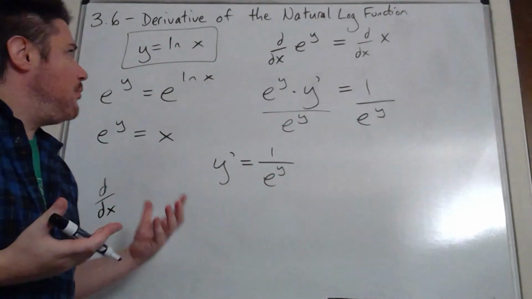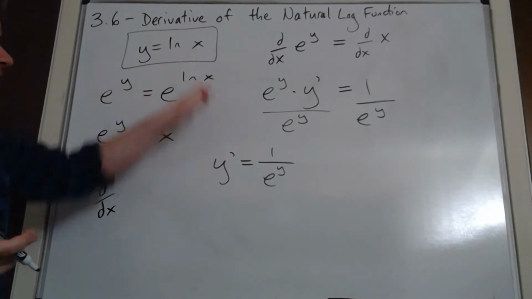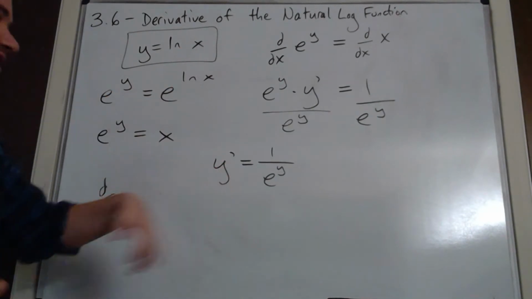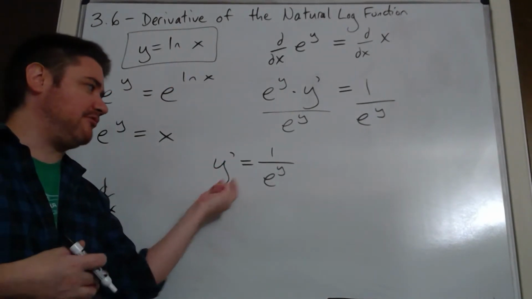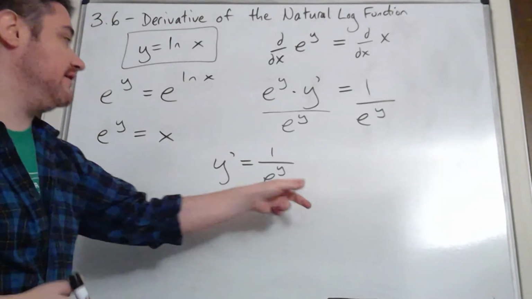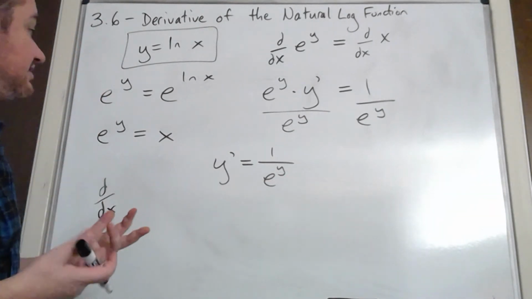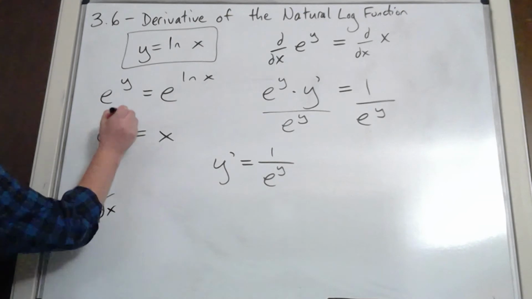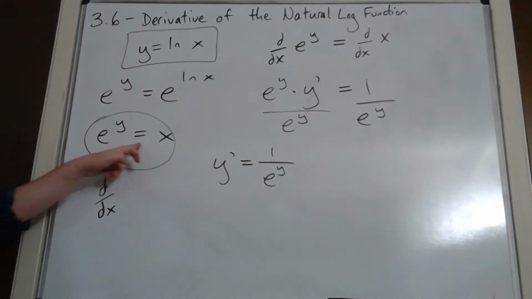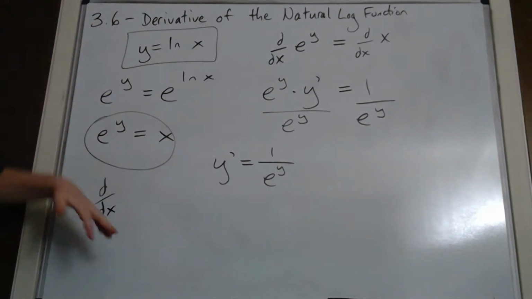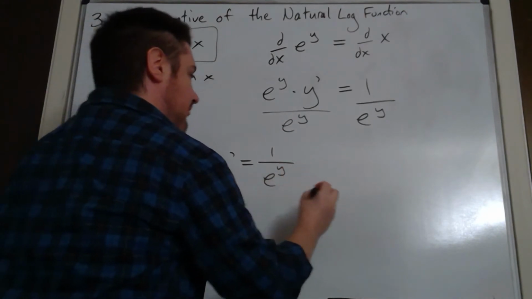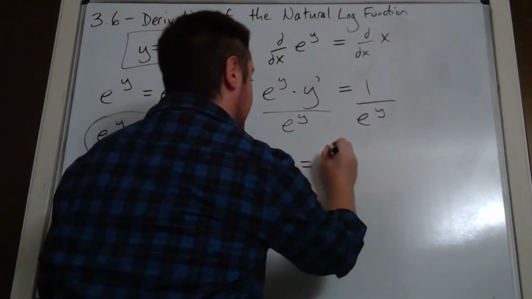But now we started with a function of x, so we want our derivative to be a function of x. We don't want to define y prime in terms of its parent function y. And so we just have to make a substitution. But where's that substitution? It's right here. e to the y is the same as x. That appeared in our work. So what does that mean? That means y prime is 1 over x.